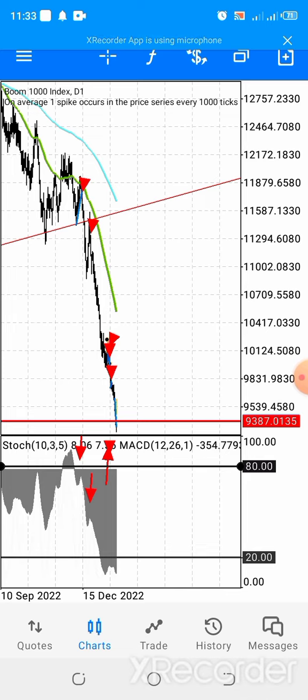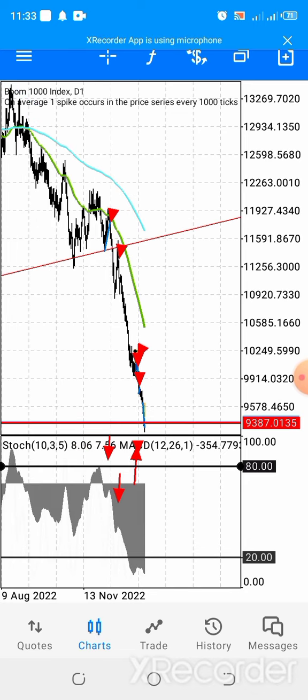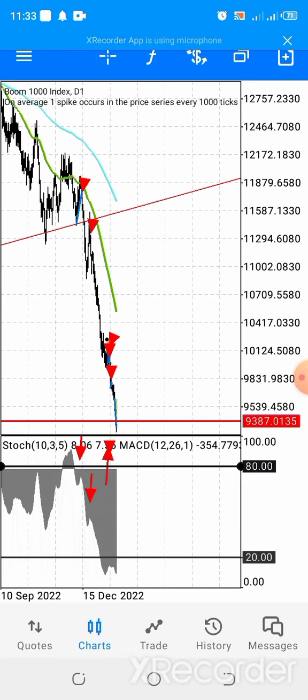It's not as volatile as Boom 300 and Boom 500, but the spike is longer than what others will give to you. So I love it. It's safer to grow small accounts, so you can use it to grow your small account if you have one.